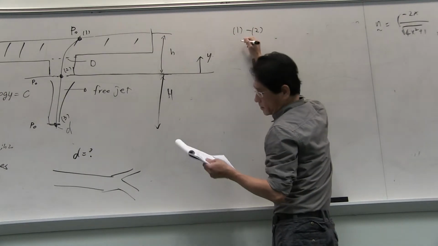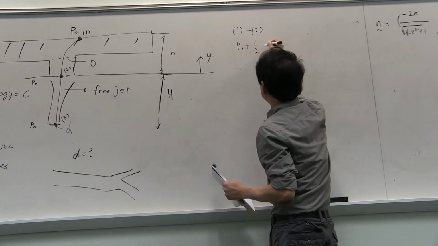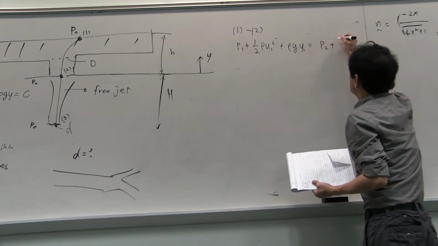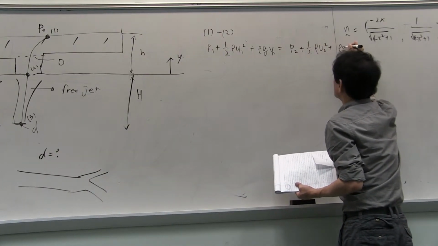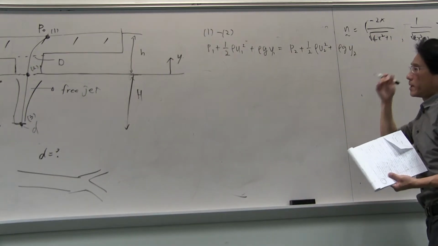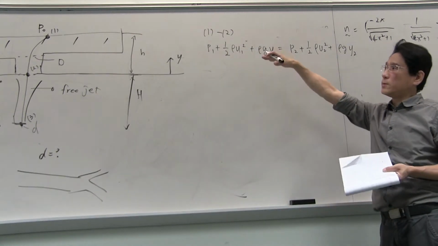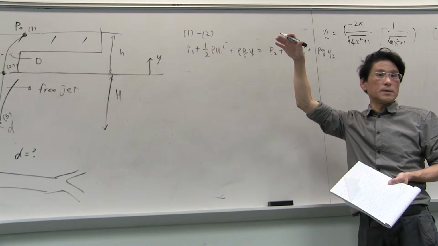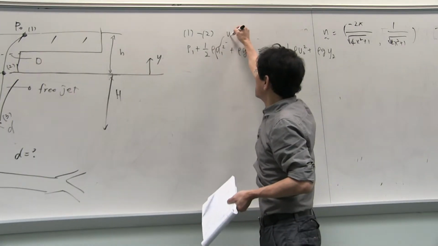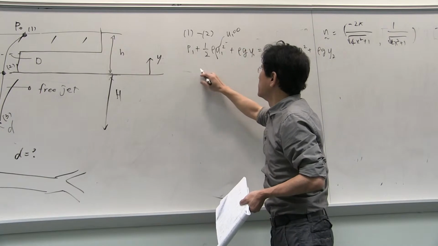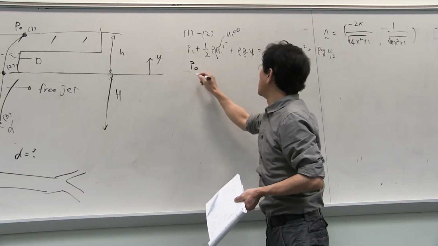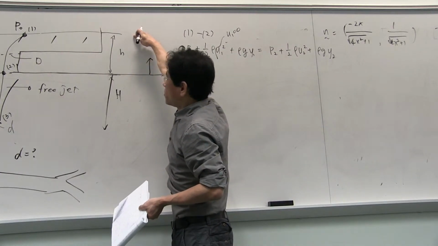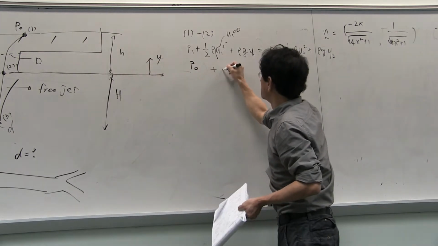Bernoulli says P1 plus half rho U1 squared plus rho g y1. So these are 1 to 2. However, this is a very large tank, so usually we assume that the velocity at the top level of the fluid is close to 0. That's why U1 is close to 0, we don't care about it. So P1 goes to P naught. Now y1, because we have a reference frame here, at the top is going to be H, so you have rho g H.